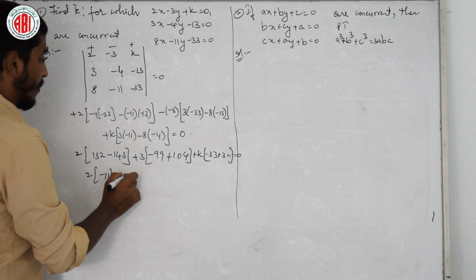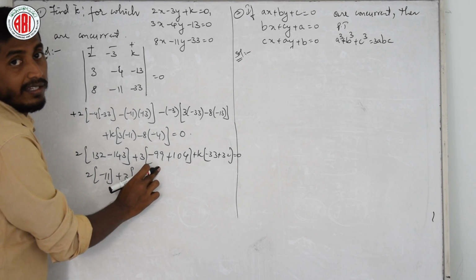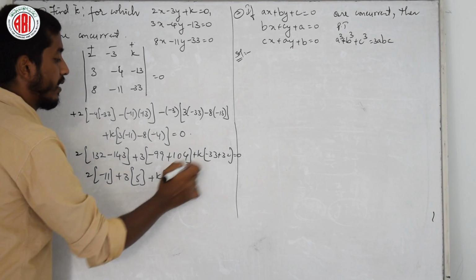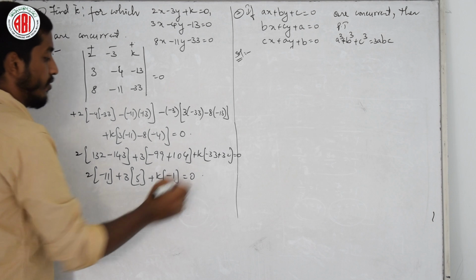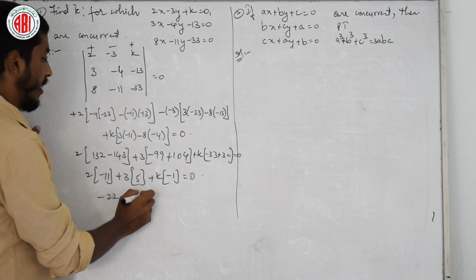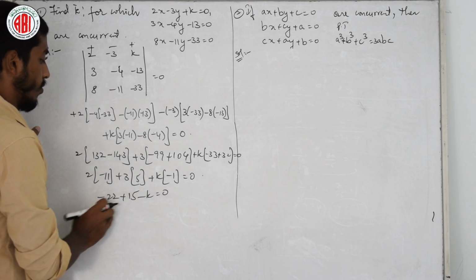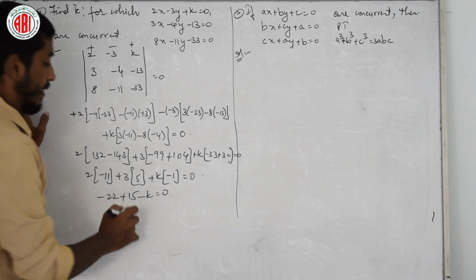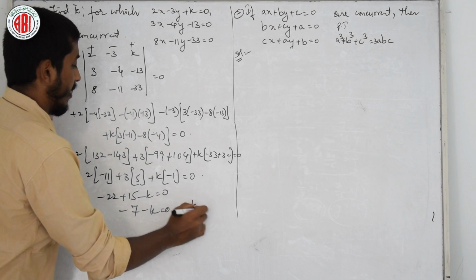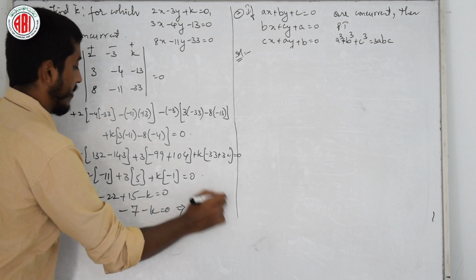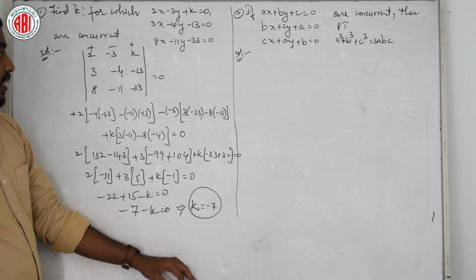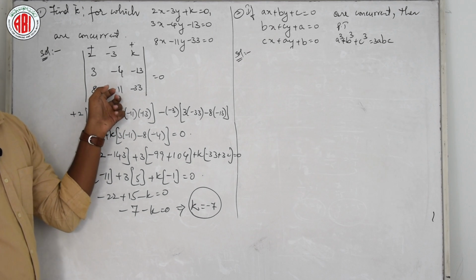132 minus 143, how much is it? Minus 11. Plus 3 into 104 minus 99, that is 5. Plus k into 32 minus 33, which is minus 1, equal to 0. Here it is minus 22, here it is plus 15, minus k is equal to 0. Minus 22 plus 15 is minus 7, minus k is equal to 0. Finally, we got k is equal to minus 7. Is it clear? This is how we solve concurrency problems using the matrix determinant method.